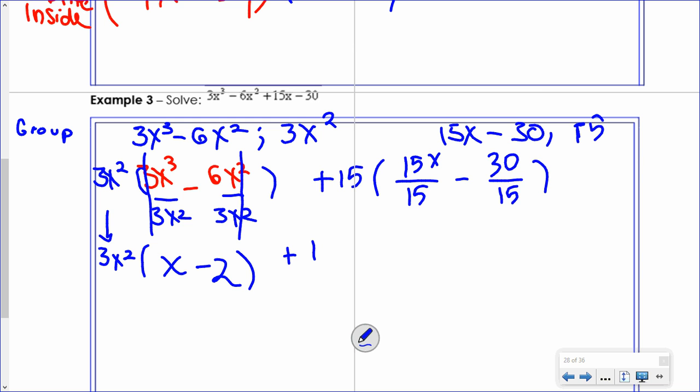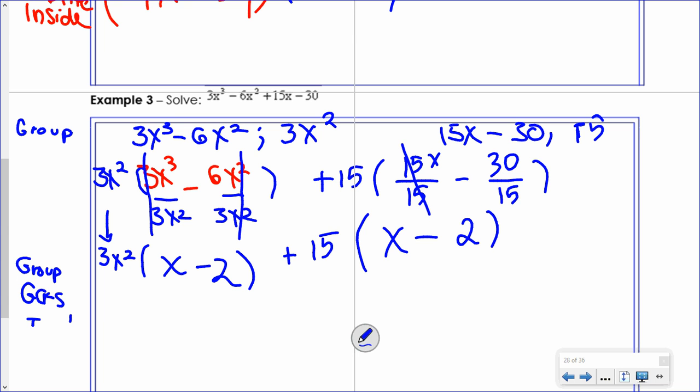Plus 15 comes down. Plus 15 times the quantity of x minus what? 2. Next step, what do I do? I group GCFs, get grouped. So group the GCF, and I group the insides. So 3x squared, did you do all your parentheses? Plus 15 times x minus 2.